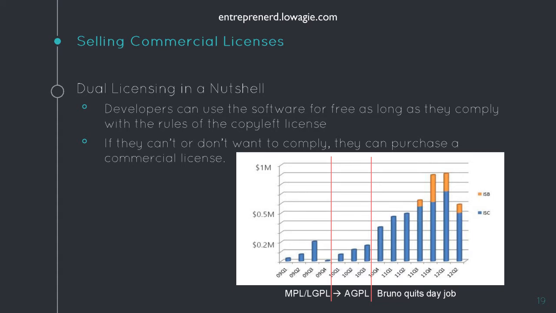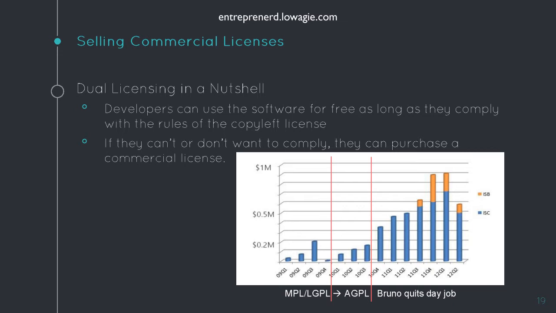The copyleft of the MPL LGPL is rather weak, and many companies were okay with using iText in their commercial offering without paying for a commercial license and support. I saw no other solution than to change the license from the MPL LGPL to the AGPL, which is a license that is considered viral in the sense that use of the AGPL components in your own software often comes with the obligation to make your own software available under the AGPL license too. This would allow us to use the dual licensing model. Developers can use the software for free as long as they comply with the rules of the copyleft license. If they can't or don't want to comply, they can purchase a commercial license.